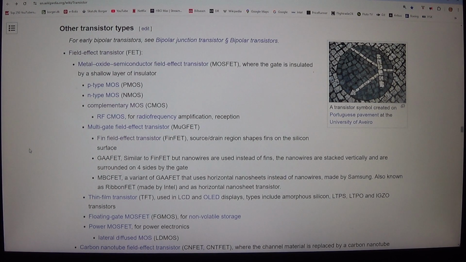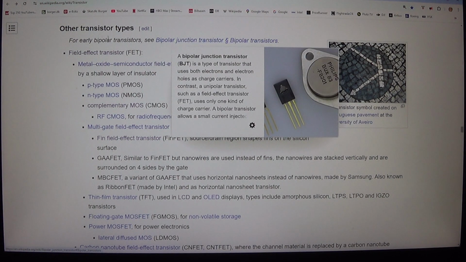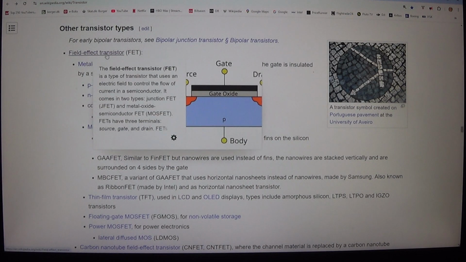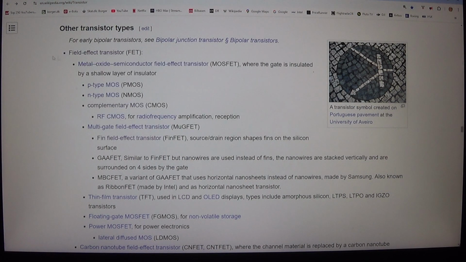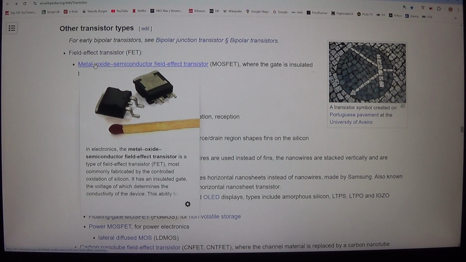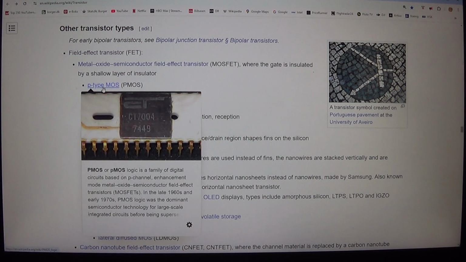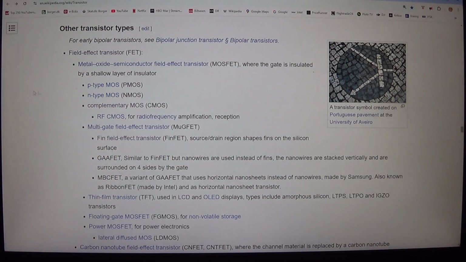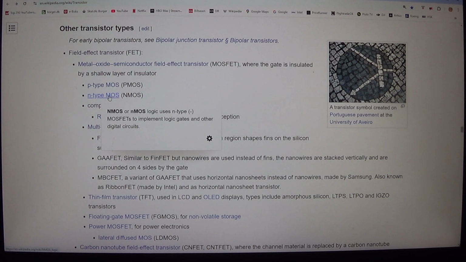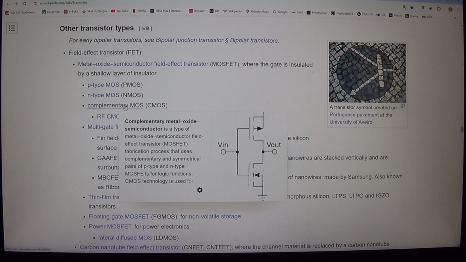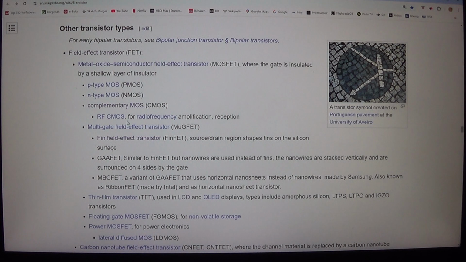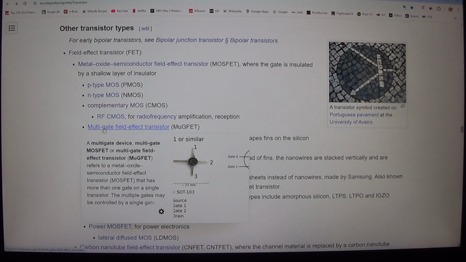For early bipolar transistors, see bipolar junction transistor. Bipolar transistors. 1. Field effect transistor, FET. 1. Metal oxide semiconductor field effect transistor, MOSFET, where the gate is insulated by a shallow layer of insulator. 1. p-type MOS, PMOS. 2. n-type MOS, NMOS. 3. Complementary MOS, CMOS. 1. RFMOS, for radio frequency amplification, reception.